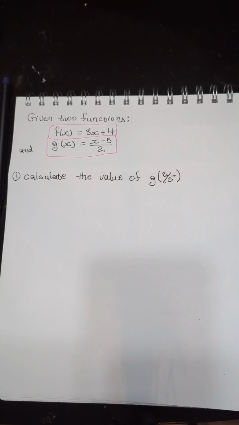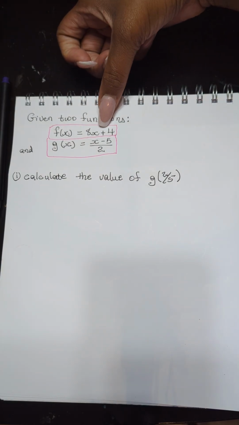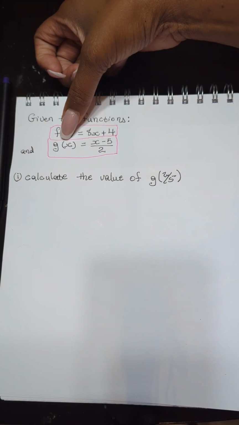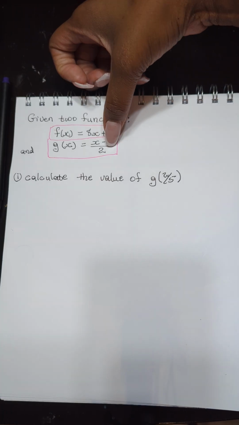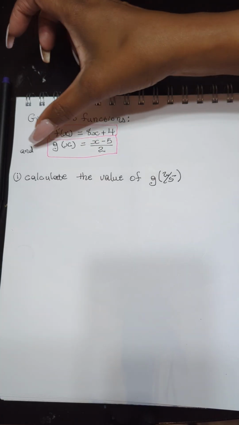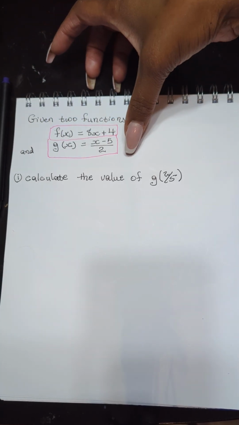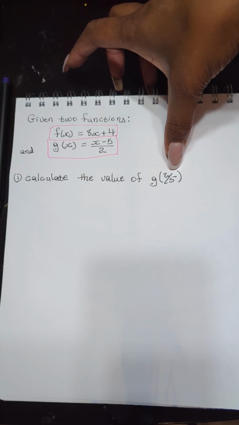So we're looking at a functions question. We are given two functions. F of x is equal to 8x plus 4, and g of x is equal to x minus 5 all over 2. The first thing they ask us to calculate is the value of g of 2/5.